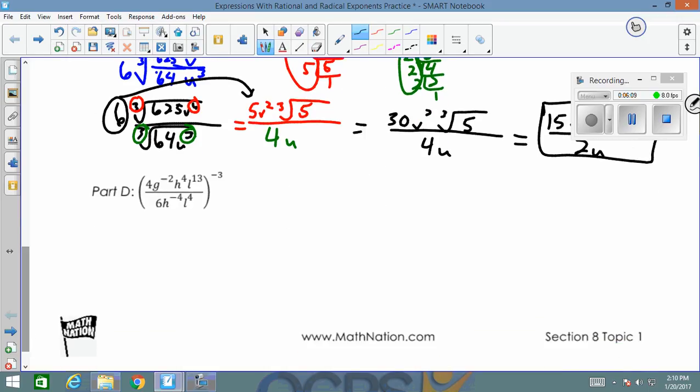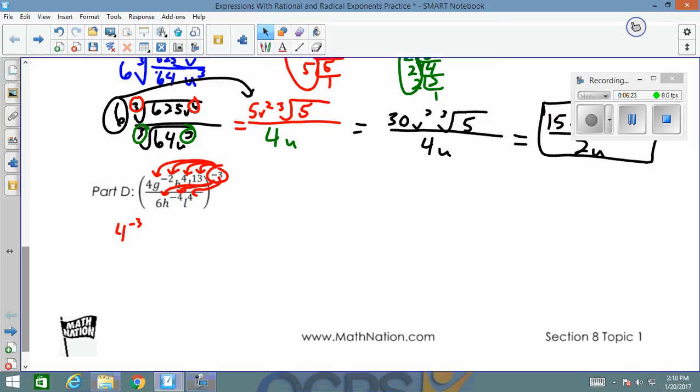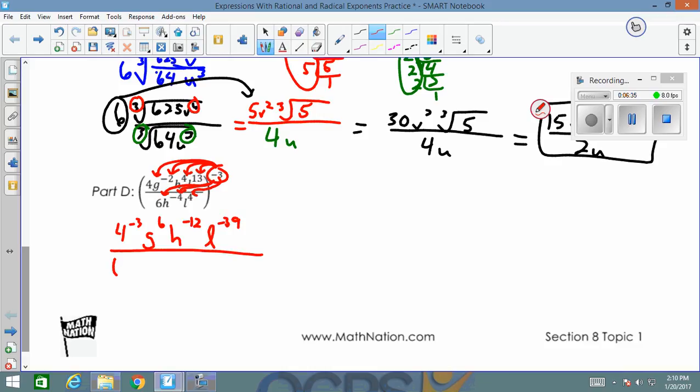Alright, on this one, we're going to take this negative 3 exponent and distribute it to every single exponent by multiplying it. That's what we're distributing. Okay, so we're going to have 4 to the negative third, g to the positive 6, because negative 2 times negative 3 is positive 6, h to the negative 12, l to the negative 39, over 6 to the negative 3, h to the positive 12, L to the negative 12.